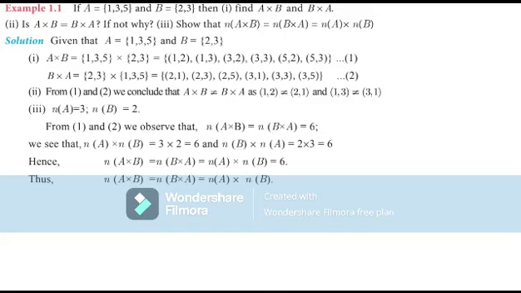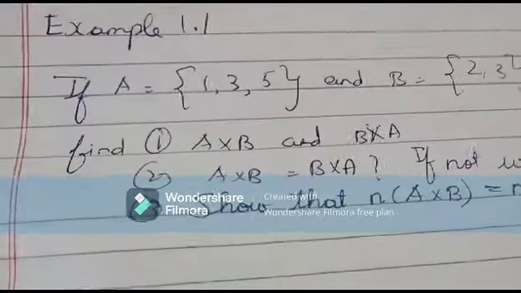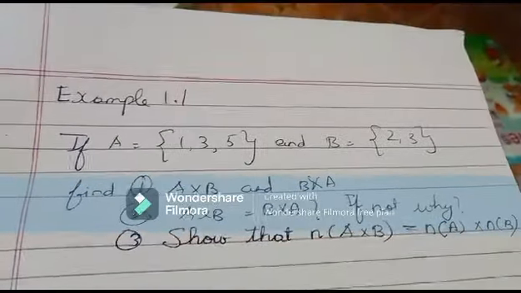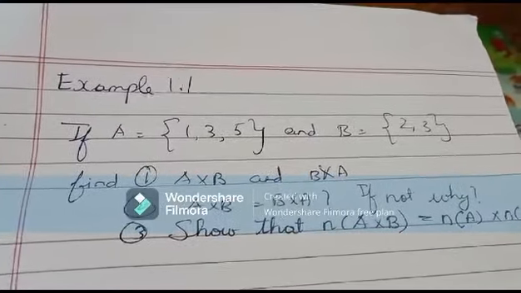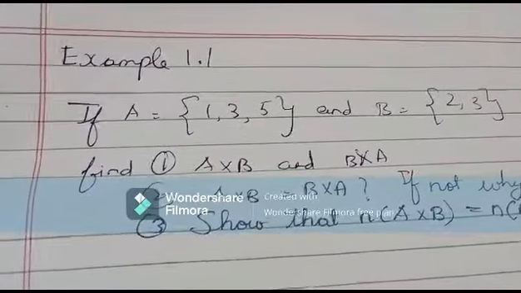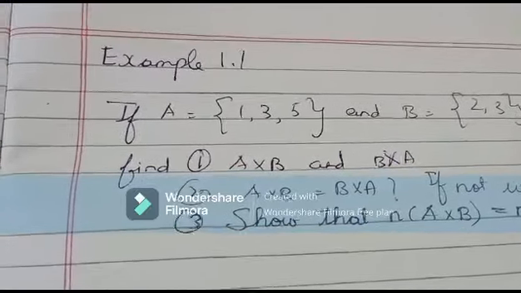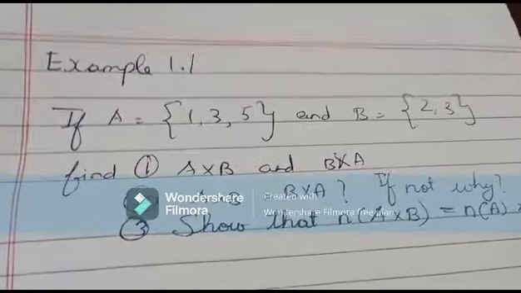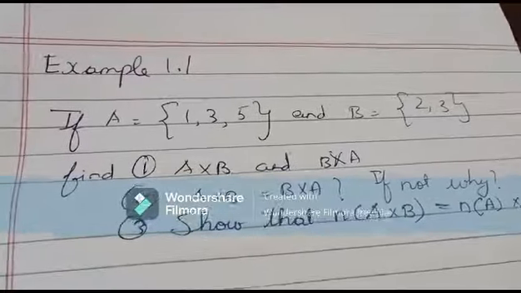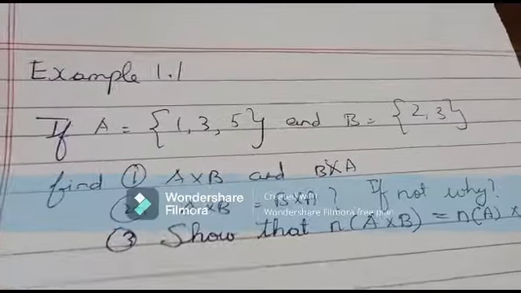Please everyone take example 1.1. I have written the question over here so that you can read. Example 1.1: if A is equal to {1, 3, 5} and B is equal to {2, 3}, find A cross B and B cross A. The second part asks whether A cross B is equal to B cross A. If A cross B is not equal to B cross A, then why not? They are asking on what basis A cross B and B cross A are not equal, so you have to mention the reason as well.